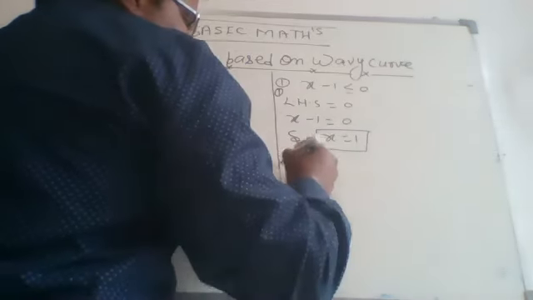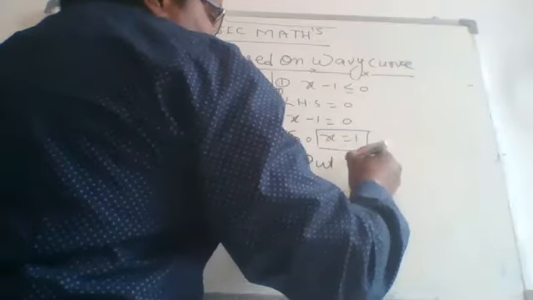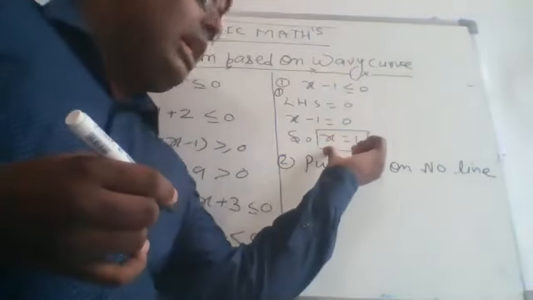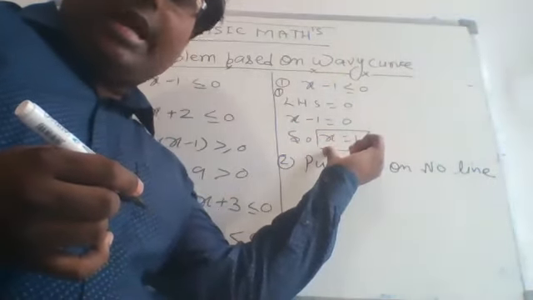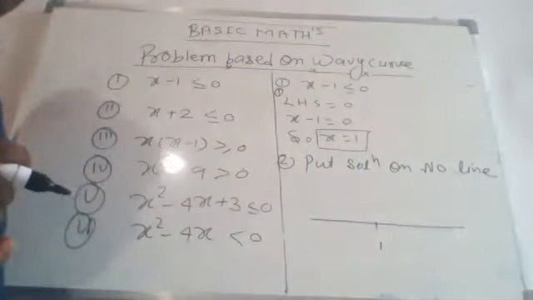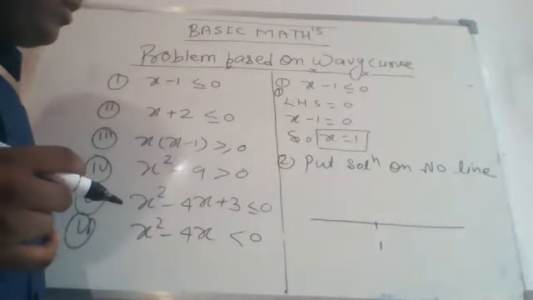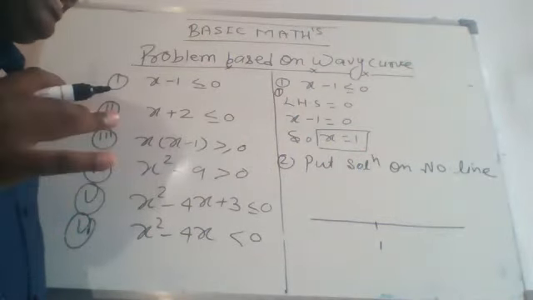After that, the second step. What was the second step? Put the solution on the number line. We have to put the solution on the number line. So the solution that came here will be x equals 1. So we have to put x equals 1 onto the number line. Everyone, when you put x equals 1 onto the number line, just see on the board. We get it like this.